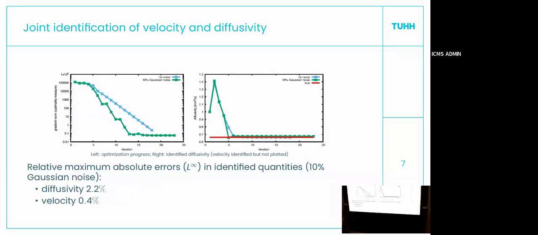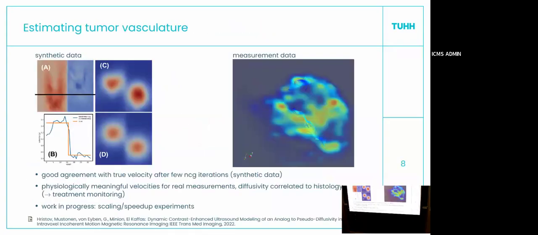And then we do the optimization. We do a nonlinear conjugate gradient method for this. And we get, for synthetic data with noise, very good relative errors. So this converges. This is not yet parallel in time, so this was a serial run. And I'll tell you why.